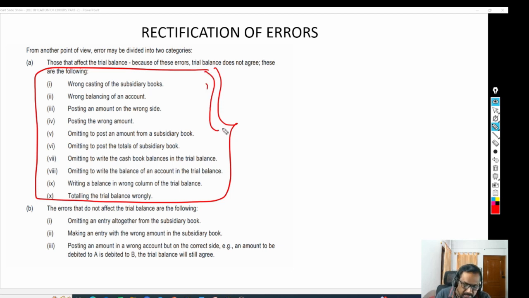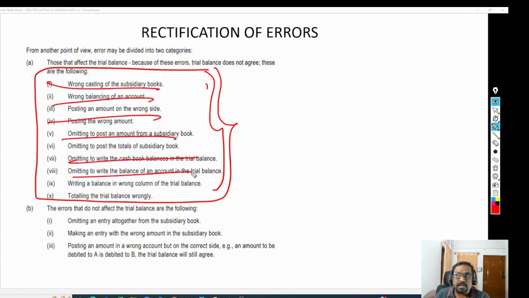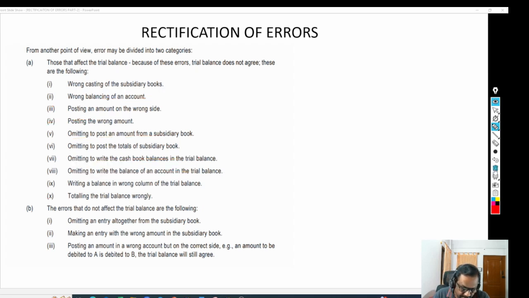So these are all the cases impacting the trial balance. Because of these errors, your trial balance is not tallying. That is what we understood now. Now we are going to get into the errors which do not impact the trial balance. That means what? Even though there is an error, you don't see a difference in the trial balance. What are they? Let us look into it.